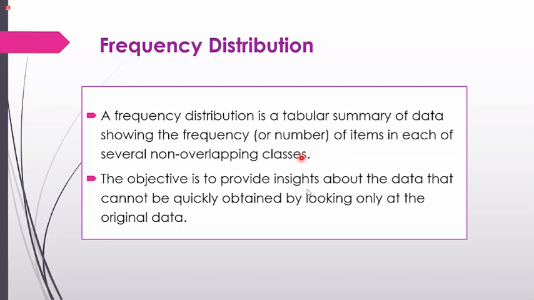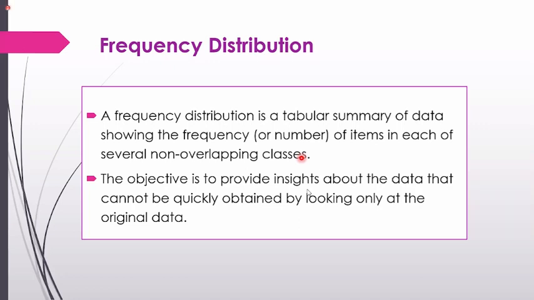So in categorical data, non-overlapping classes mean, for example, when we are taking gender, male and female. These are the non-overlapping classes. Only two classes it has, male and female. They are non-overlapping. Male cannot be female or female cannot be male. Right? These two classes have no common element. So that is called non-overlapping classes.